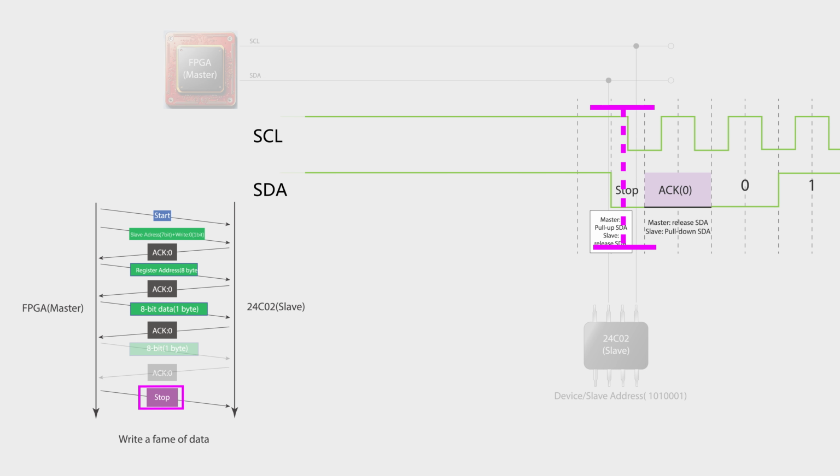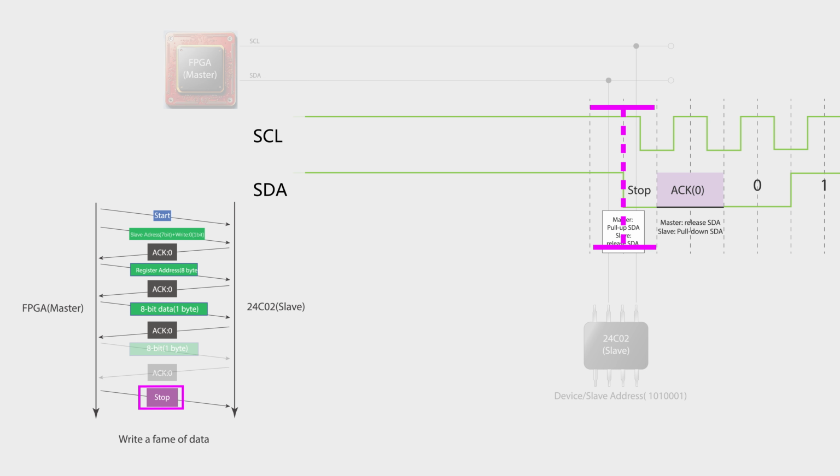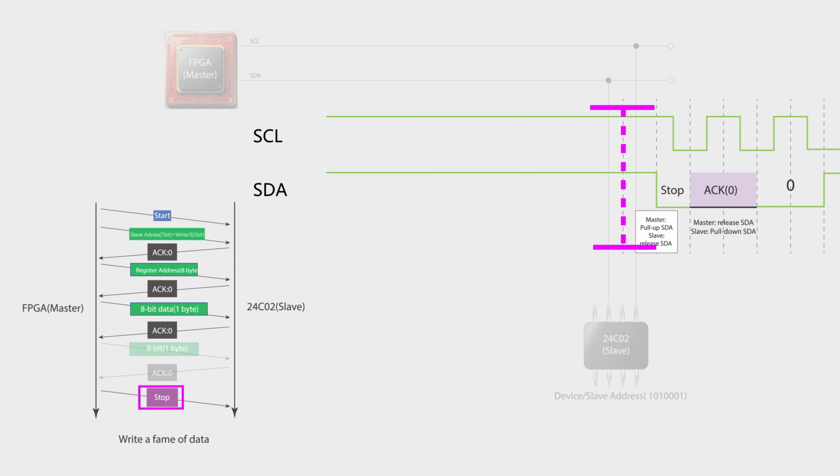Data transfer on the bus is terminated with a stop command, which is also generated by the active master. A low to high transition on the SDA line, while the SCL line is high, is defined as a stop condition. After the stop condition, the bus is again considered free and is in idle state. This is the whole procedure of writing a byte of data into 24C02.